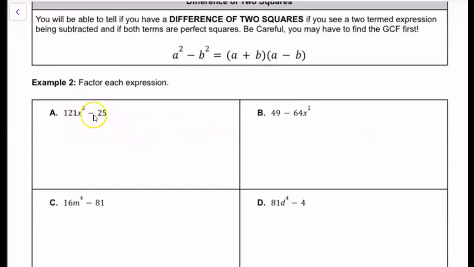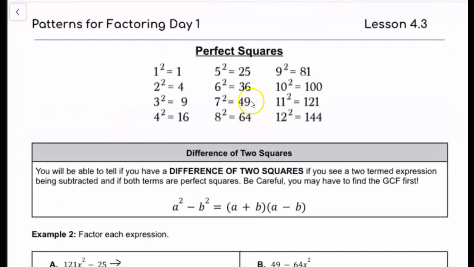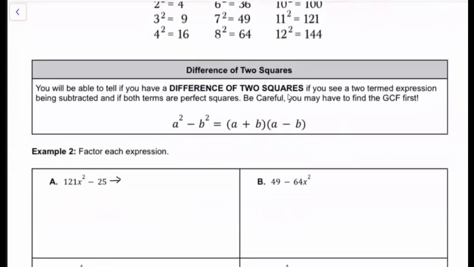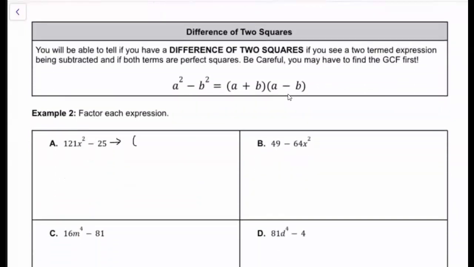So first off, I do see that I have two terms, and I do see that I am subtracting. So this is a hint that I maybe have a difference of two squares. First, I have to verify, are these two squares? Well, I know that 121 is actually, if you look up here, 11 squared. So 11x squared is how I would get 121x squared, because 11 squared is 121 and x squared is x squared.